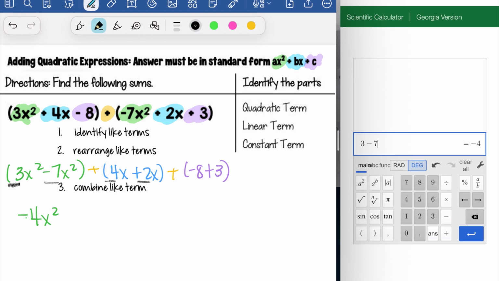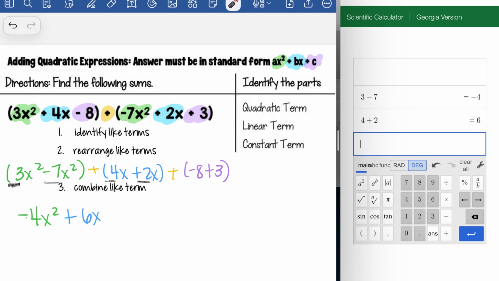I know it is a plus 4 because there is nothing in front of it, which means it's not negative. So when I get ready to put that in my calculator, it's the same: 4 plus 2. Hopefully we won't have to do that, but if you do, go ahead. So that would give me plus 6x. And then for my purple ones, aka my constants, negative 8 plus 3, which will give me minus 3.